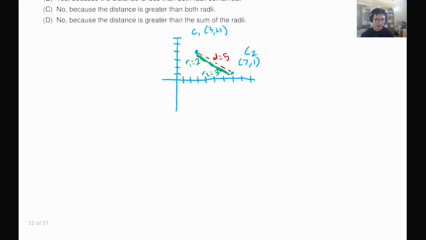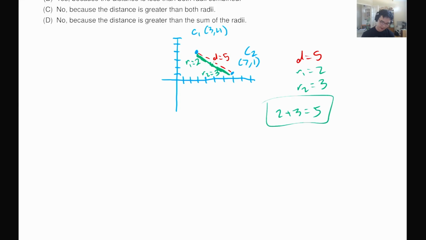All right, so we're told that this distance is 5, and we're told that the radius is 2 and 3 respectively, and you should notice something. 2 plus 3 equals 5, right? Which is R1 plus R2 equals the distance. So to test for a collision, we just simply compare that total distance to the combined reach of the radii, and we add them up.